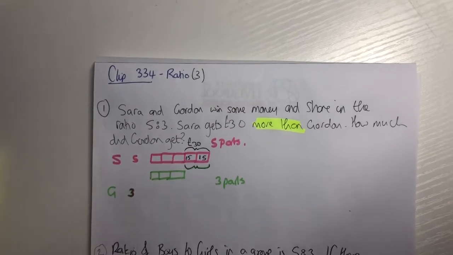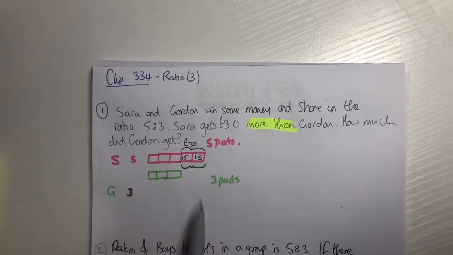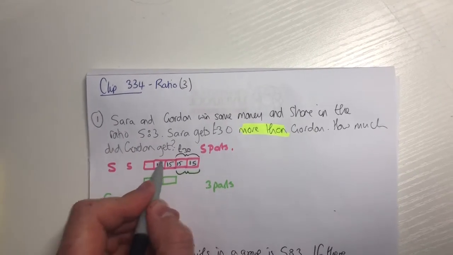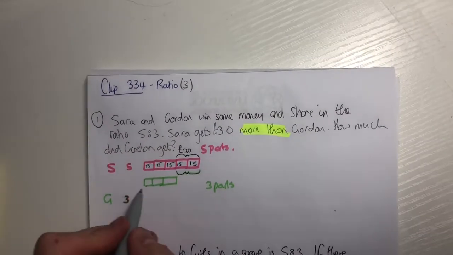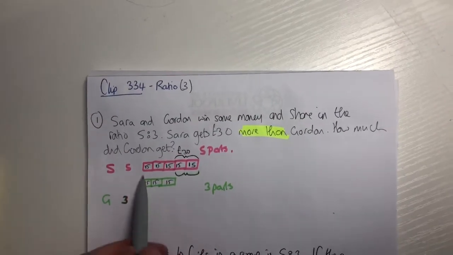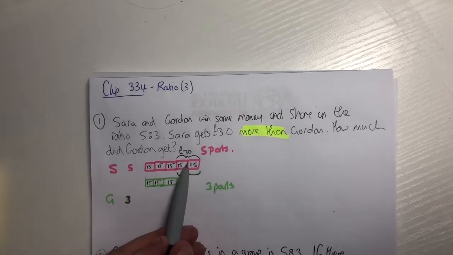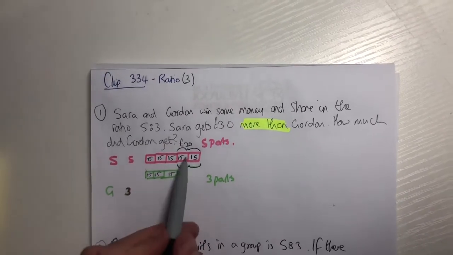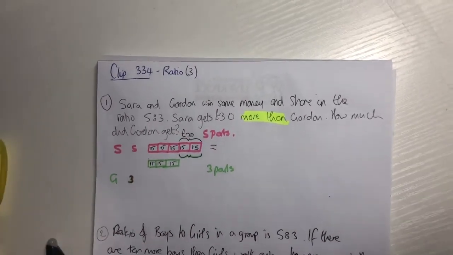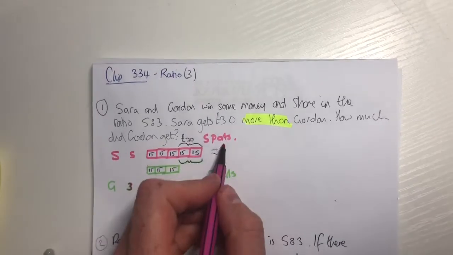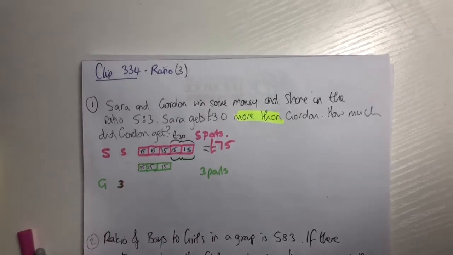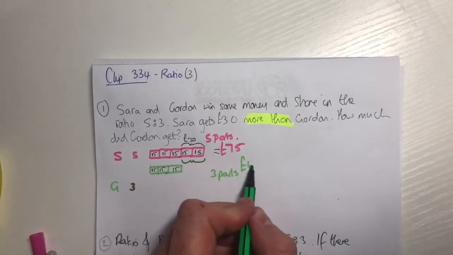Now, remember when we did the other questions, each of these boxes has got the same number in, because this is 5 parts, and they are all shared equally into equal parts. And these are also 15. So each of these is 1 part. Once you've worked out what 1 part is from the information given, then you can fill all the rest in. So I now know that Sarah has got 15, 30, 45, 60, 75. And I also know that Gordon's got 15, 30, 45 pound.